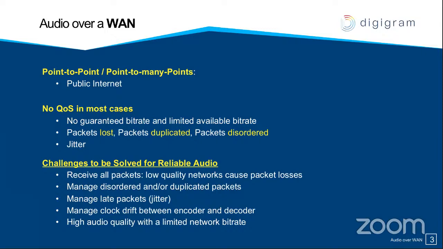Packets are lost, packets are duplicated, they become disordered, and there's jitter. There's actually jitter between the encoder and the decoder, and there can be clock drift as well. So if you're sampling at 48, you might receive it at 48 point something. So you're not at exact pitch. So all of the challenges that need to be solved for reliable audio are receiving the packets, managing them, managing late packets, managing clock drift, and doing high quality audio with a limited network bitrate.